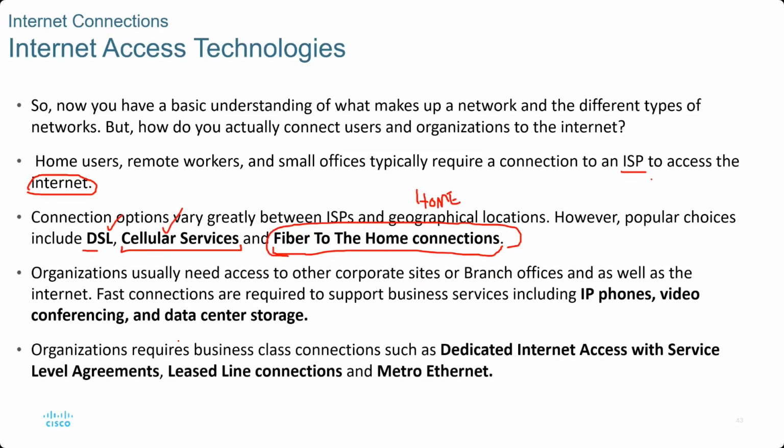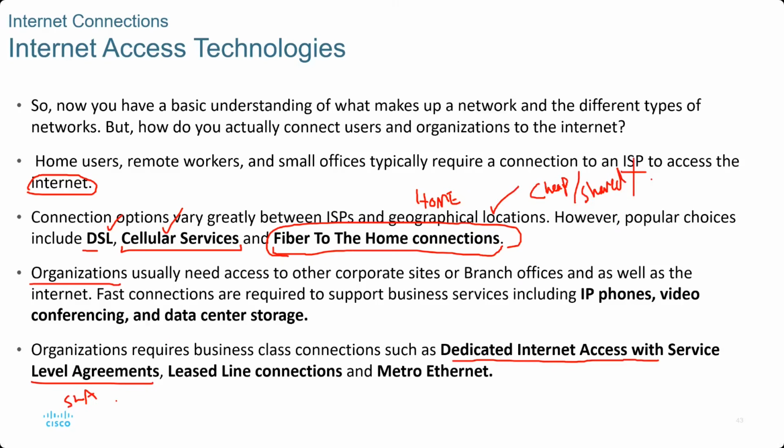But organizations need different types of connections, because these home-based connections are cheap and they are shared. They are not as fast as the connection that organizations need. Organizations need dedicated internet access with service level agreements, SLA. Your home-based connections, you don't have an SLA.